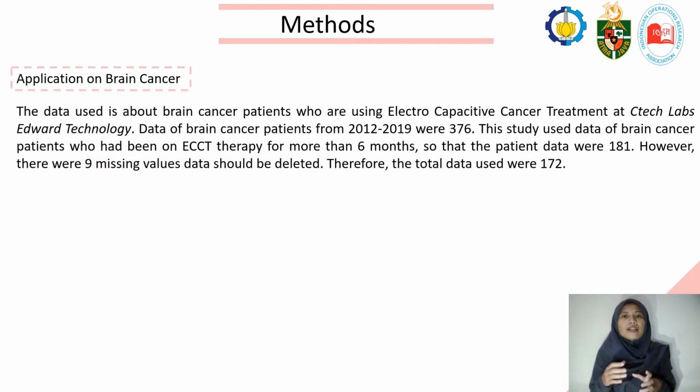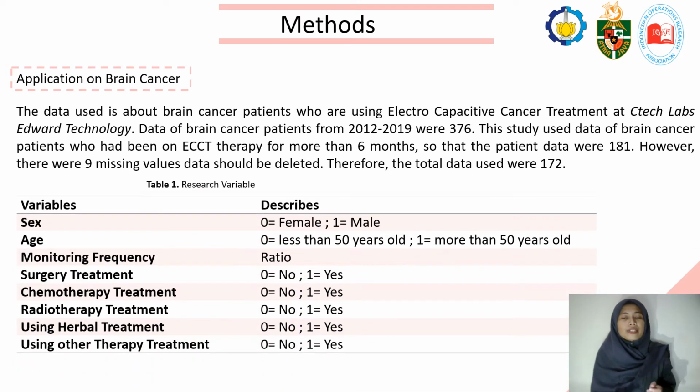After we get the estimation of beta and theta, we apply them on brain cancer. The data used is from brain cancer patients who are using electrocapacitive cancer treatment at CTEC Lab Edward Technology Tangerang. Data on brain cancer patients from 2012 until 2016, and the total data that we use is 172. Here is the research variable.